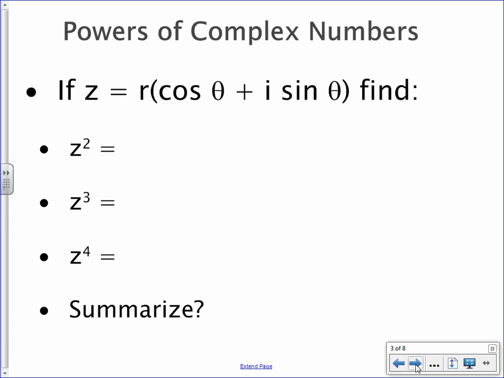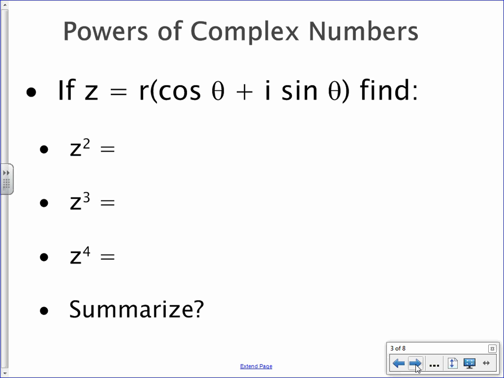All right. Let's think about this. Here's our generic number, z equals r(cosine theta plus i sine theta). Let's talk about z squared. What does it mean to be z squared? You were right with the squared. But what does it mean to square a number? Multiply it times itself. So let's talk about how we would multiply z times z.